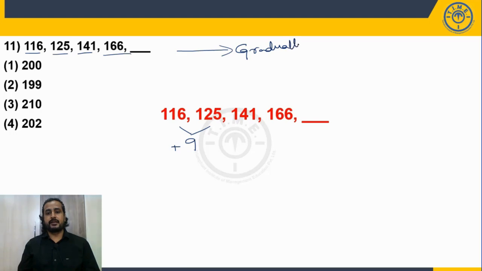If it is increasing gradually, we'll check for difference logic, right? So check for the difference logic. 116, 125: plus 9. 125, 141: plus 16. Can you recognize these numbers? 9, 16. Yes, very good. 9 is 3 square. 16 is 4 square. Now 141, 166 increased by 25. So 25 is 5 square.